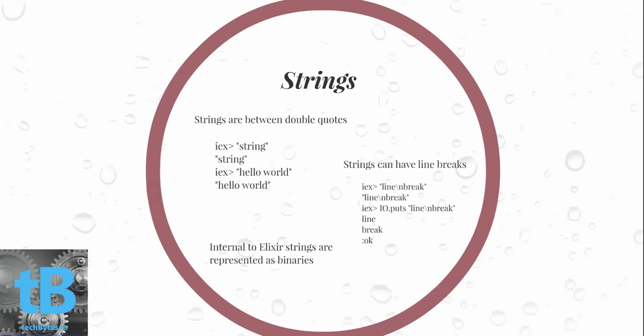Strings can have line breaks. You can insert a line break with a \n right into the middle of your string and use IO.puts to see it in action, so that you would get your feedback with the line and actually have a break, and you would see that it ran okay. Internal to Elixir, strings are represented as binaries.